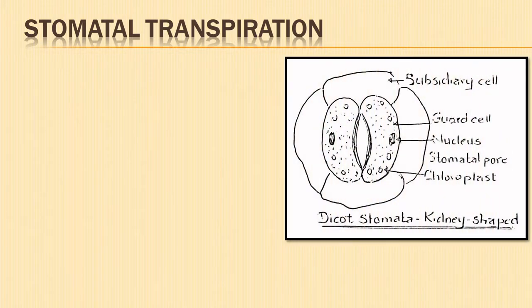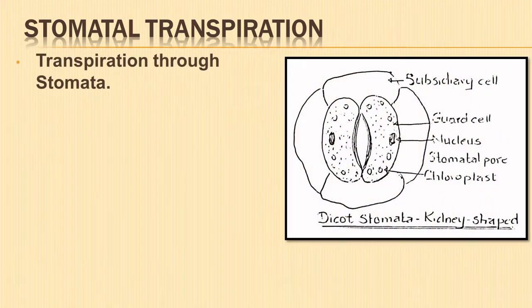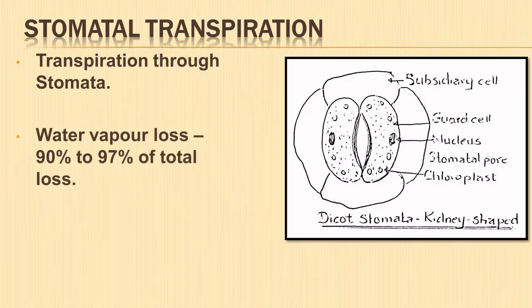In stomatal transpiration, evaporation of water takes place through specialized pores called stomata, which are present in the leaves. Water vapor loss in this case is 90 to 97% of the total loss.